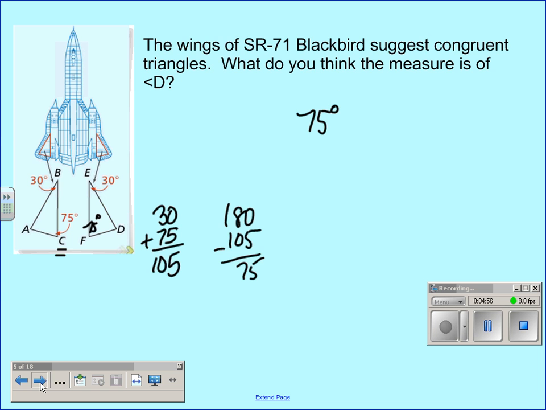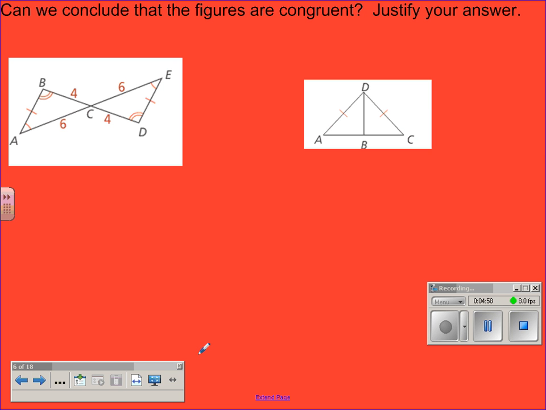Can we conclude that these figures are congruent? So in order for figures to be congruent, we need all 6 pieces to be equal. We need 3 pairs of equal sides and 3 pairs of equal angles. That's really important. If we don't have enough information, we can't say they're congruent. So here, if we're looking at this picture, we have a 4 and a 4, so we got a pair of sides, a 6 and a 6, so another pair of sides, and a third pair of sides because of the tick mark. So all the side pairs are good.